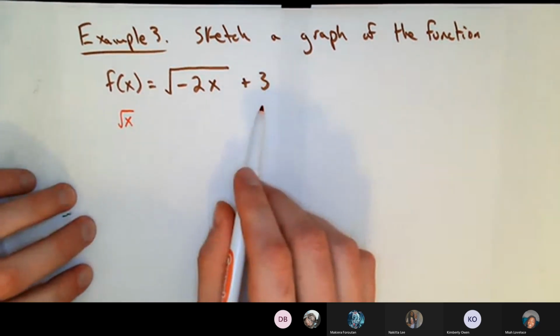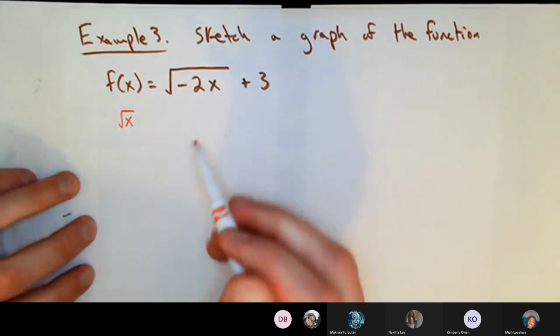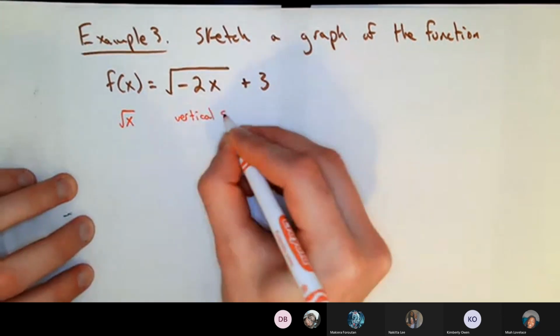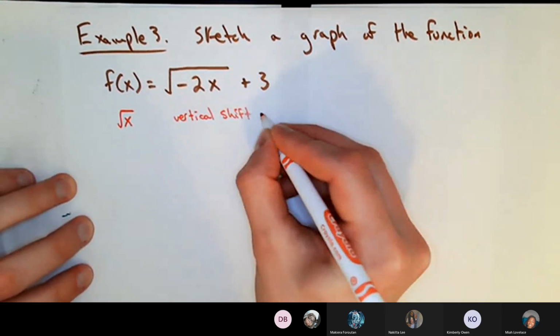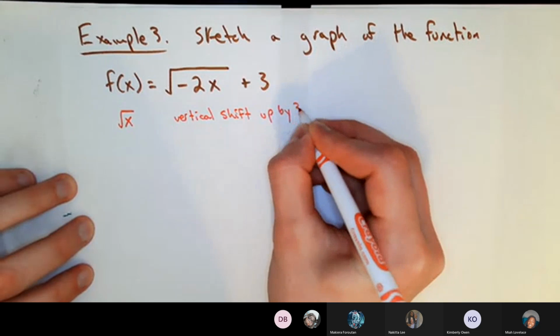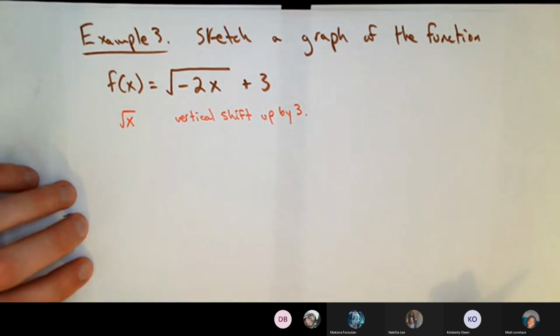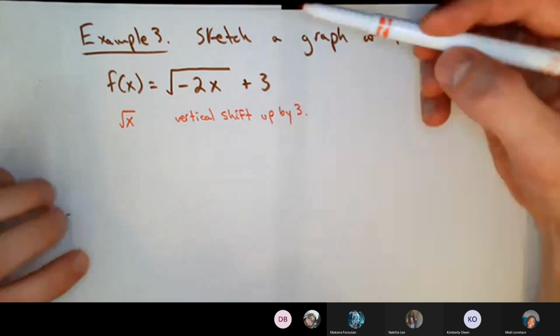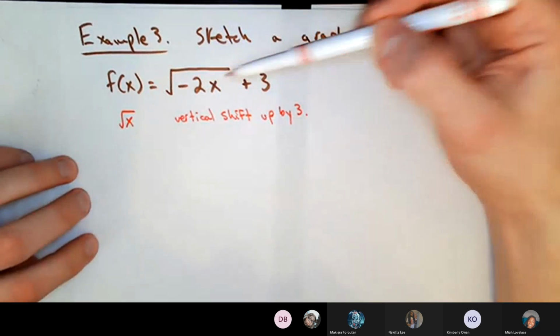What would the positive 3 do? Addition to the outside of the function is a vertical shift, right? Vertical shift up by 3. That's the plus 3. Oh, that's what you meant by that. Okay. So any idea what the 2 would do?